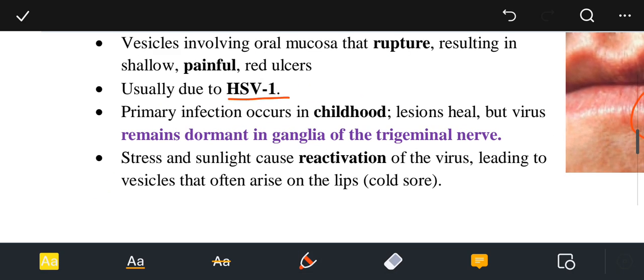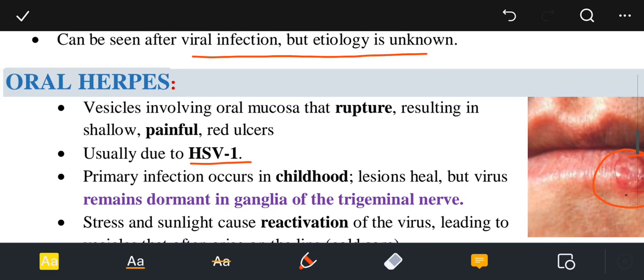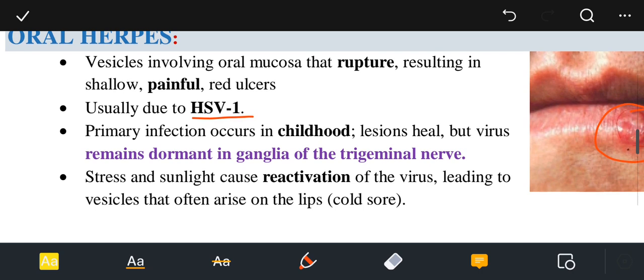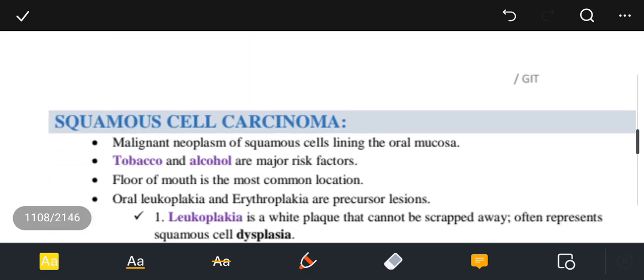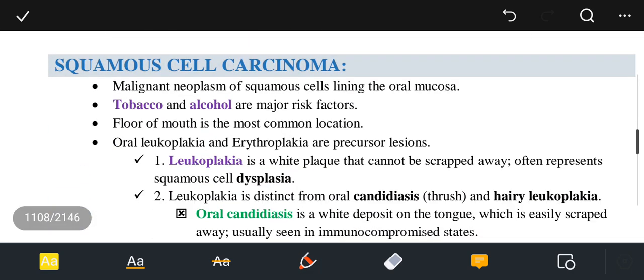So gingival stomatitis or oral herpes is happening definitely above the waist, so that is caused by HSV1. Primary infection occurs in childhood, lesions heal but the virus remains dormant in the ganglia of the trigeminal nerves. Stress and sunlight cause reactivation of the virus, leading to vesicles that often arise on the lip, called a cold sore.